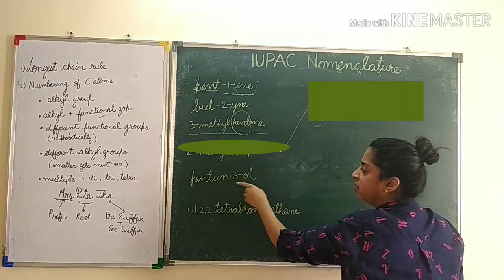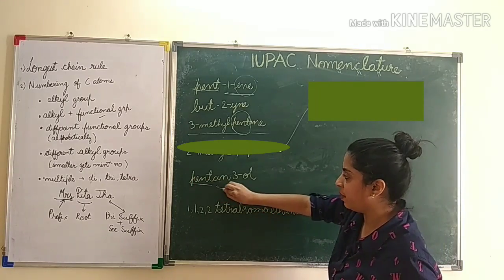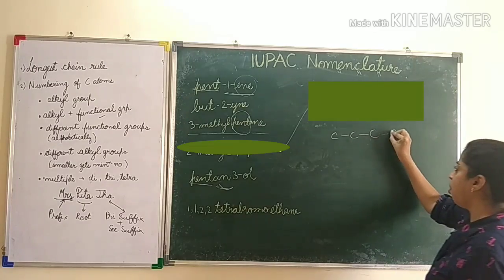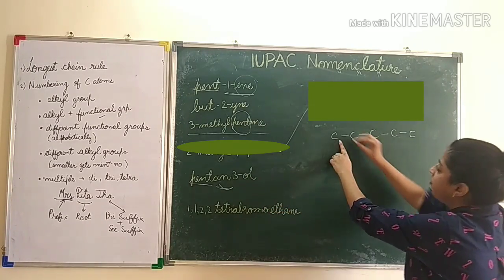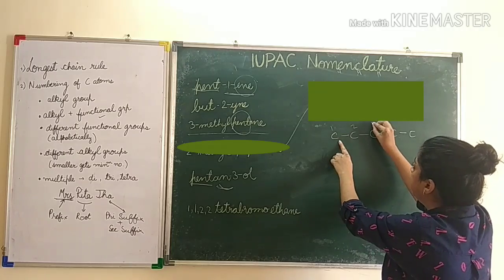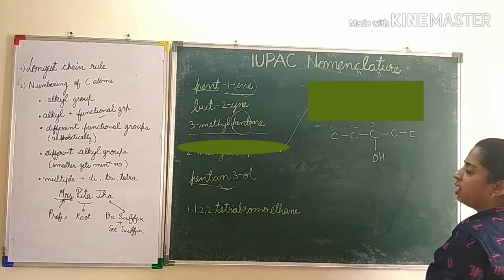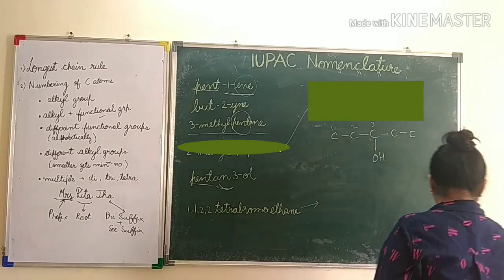Okay. Now pentan-3-ol. You know it is pent and "ane" means single bond. So 1, 2, 3, 4, 5. Pent-3-ol means if I number from here 1, 2, 3, then at 3 position alcohol, OH. And then you satisfy the valency.